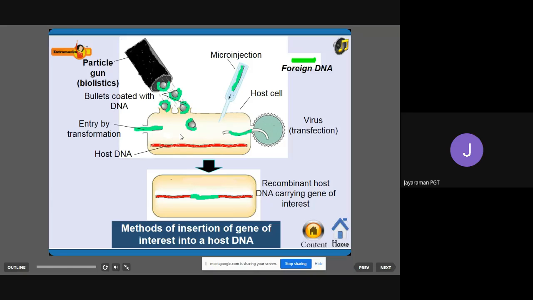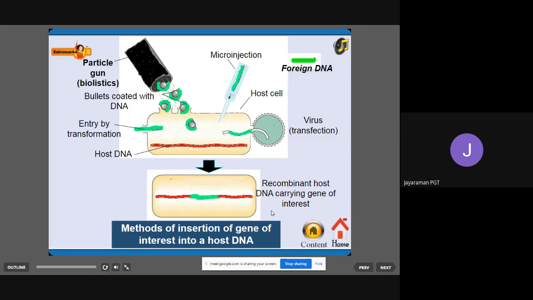After inserting, you can see in the diagram below that the gene is inserted. The green one is the inserted gene, and the original is the plasmid. Now this is known as a recombinant plasmid. The DNA is recombinant DNA. So this way the gene is transferred.